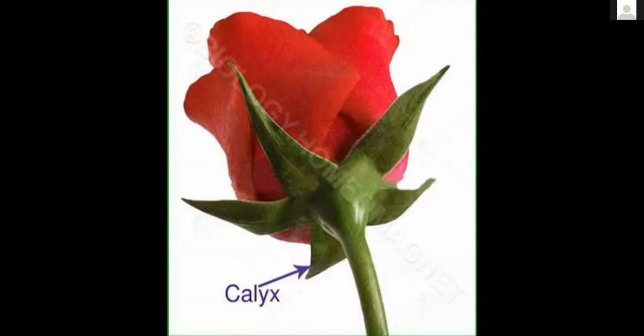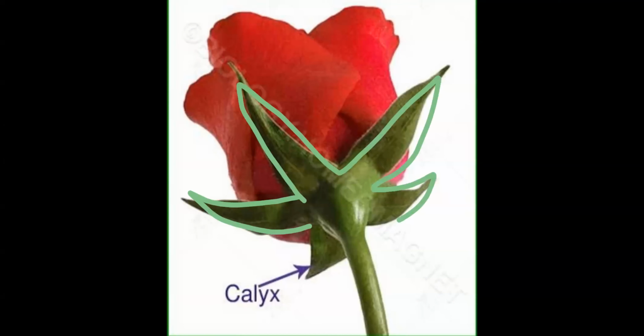Now next, the parts of the flower. Now we are going to discuss the different parts of the flower in detail. In that, the first part we call the calyx. Rose is one of the examples. You must have observed that in a rose flower this type of greenish structure is present. Have you observed this thing?